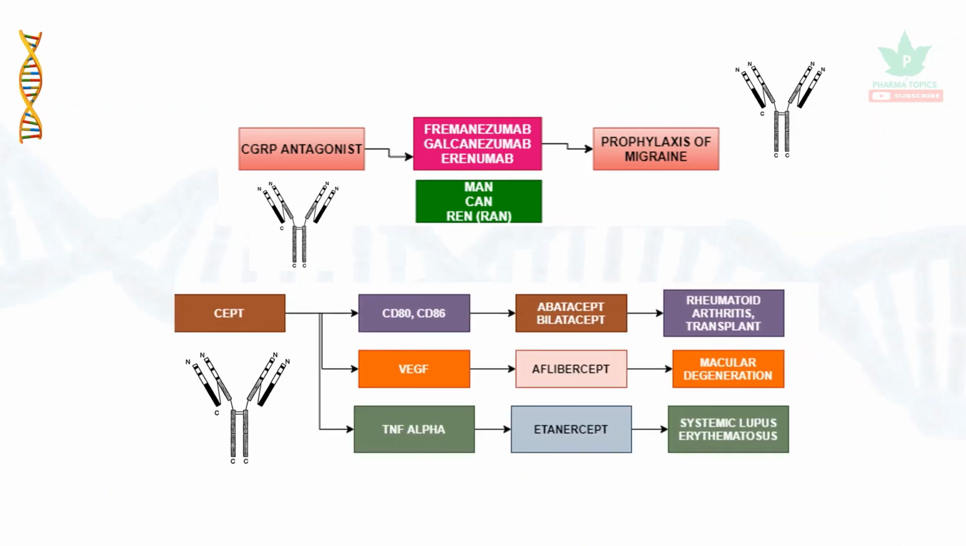And there are some co-stimulator inhibitors. They come with the name of CEPT: abatacept, belatacept, given for rheumatoid arthritis and transplant. They target CD80 and 86. Aflibercept given for macular degeneration. It is targeting the vascular endothelial growth factor, and etanercept is widely used as a TNF alpha inhibitor for systemic lupus erythematosus. I hope I have given a nutshell of all the monoclonal antibodies.